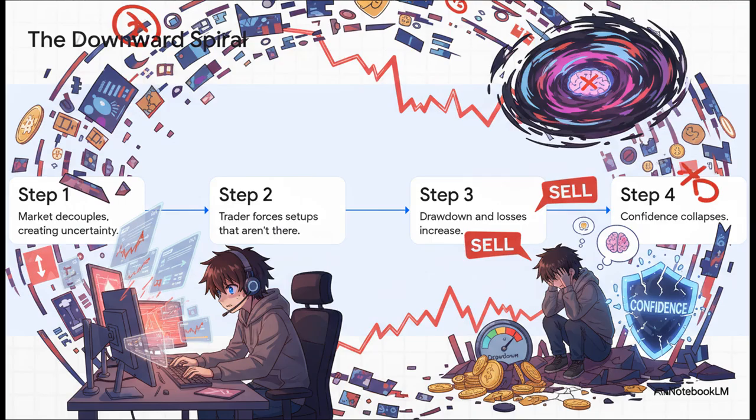And this slide shows the downward spiral that follows. Let's walk through it. First, the market decouples and everything gets uncertain. But because you're not seeing the bigger picture, you keep trying to force trades that just aren't there. Then the losses start to pile up. Your drawdown gets bigger, and finally, and this is the most damaging part, your confidence is completely shattered. As ICT says, you lose your mind.